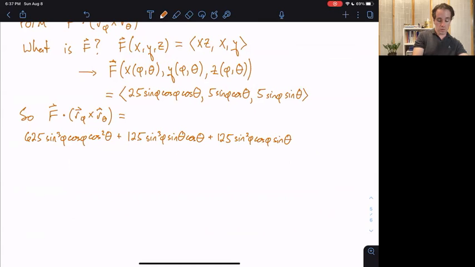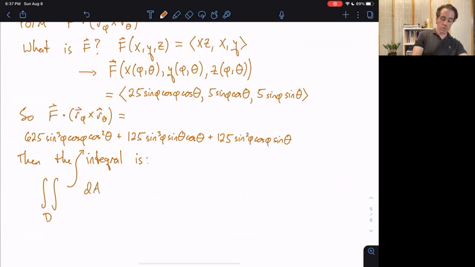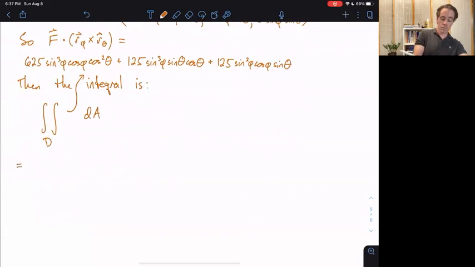And then the integral, which we finally get to write now. The integral is the integral over the two-dimensional domain of this dA. I'm going to refine this a little bit. I can factor out a 125, first of all. I do know the variables of integration. They are phi and theta. They both go from 0 to pi.